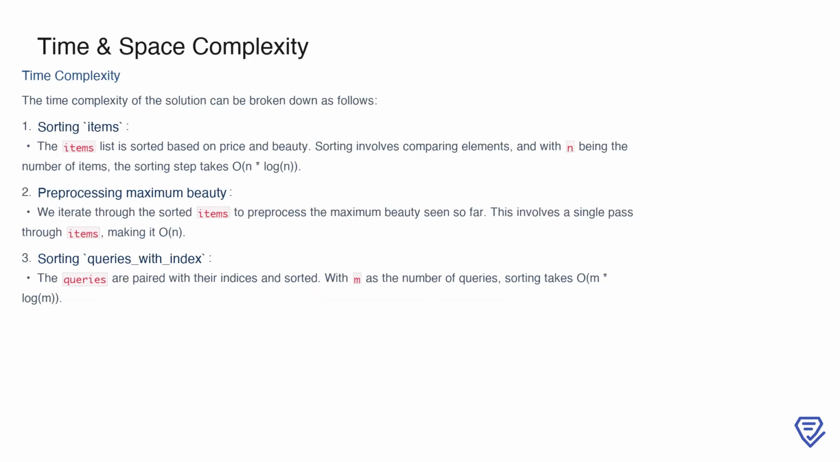To analyze the time complexity of our solution, we start with the sorting of the items list. Since we sort the list based on both price and beauty, this operation involves comparing elements. With n being the total number of items, sorting requires n log n time. Next, we pre-process the maximum beauty values by iterating through the sorted items list. This involves a single linear pass, making this step n. Additionally, the queries are paired with their indices and sorted, which is another sorting operation. With m as the number of queries, this step takes m log m time. These are the initial building blocks of our time complexity analysis.